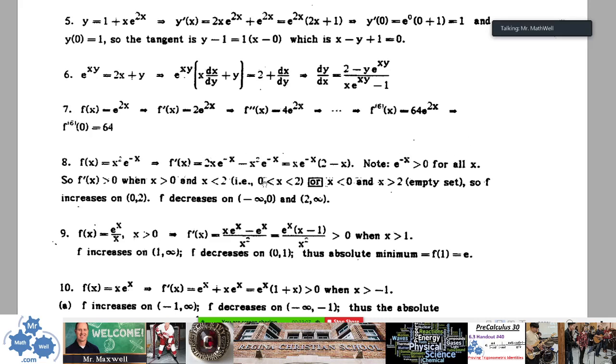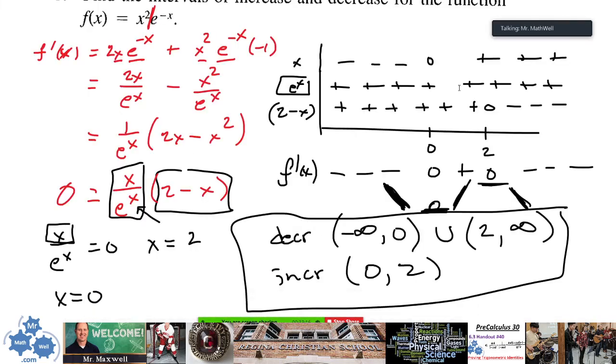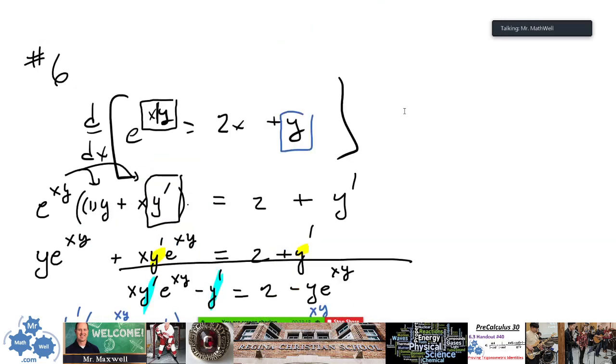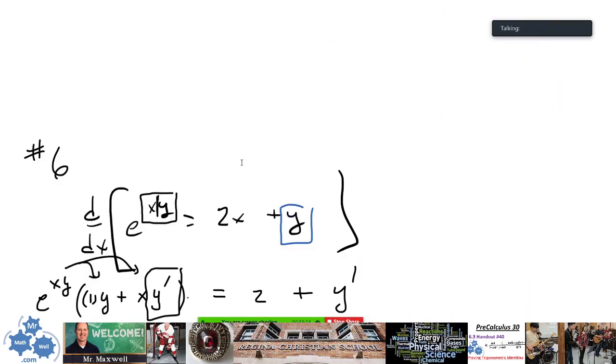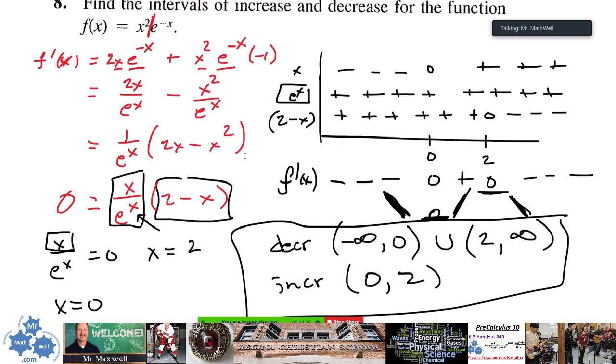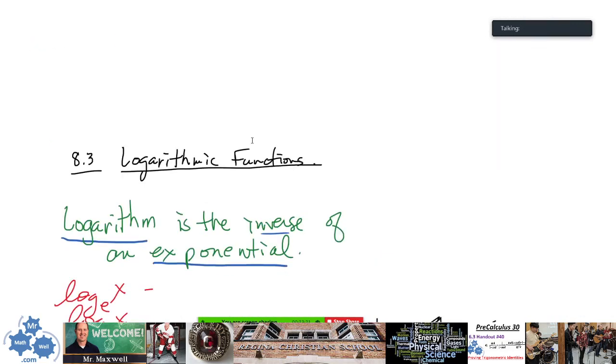Okay, so what do we got? Increase, 0 to decrease. Yeah, that looks right. Hey, we're good? All right. So any other questions then about 8.2 homework here? I mean, if you were doing this last night, I know you were having fun, so it's good. All right, we're going to move to 8.3.